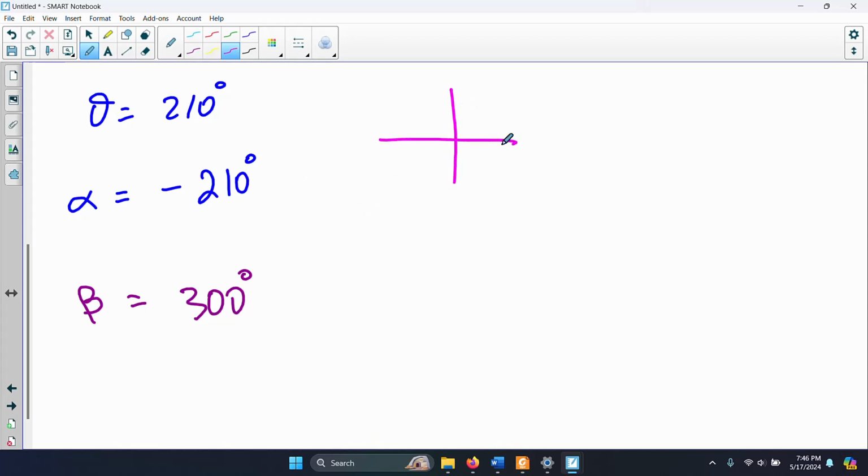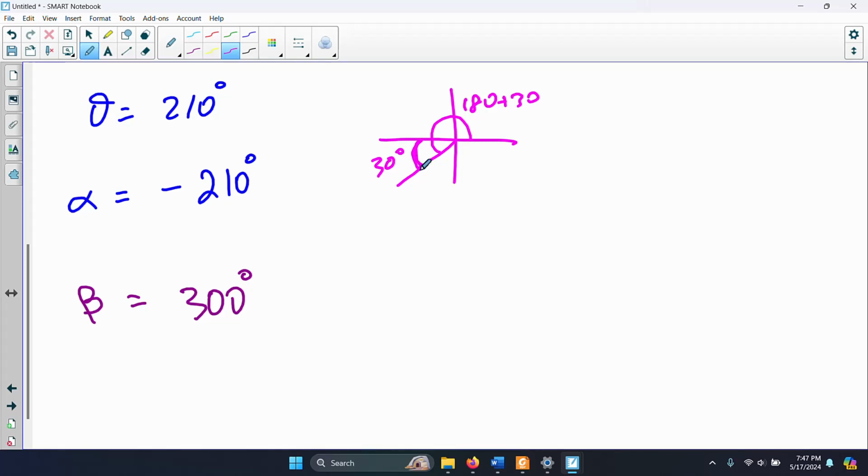But basically, what you're saying is, where is 210? Where's it going to land? If this is 180, how much further do we have to go to reach 210? Well, 30 more degrees, because 210 is 180 plus 30. So where's 30 going to land is approximately here. So this is right there. That is 30 degrees, and that is my actual reference angle.